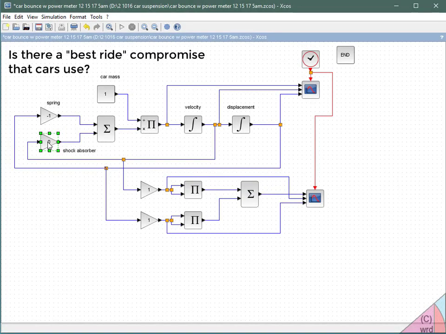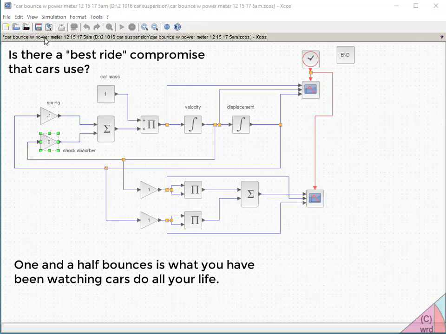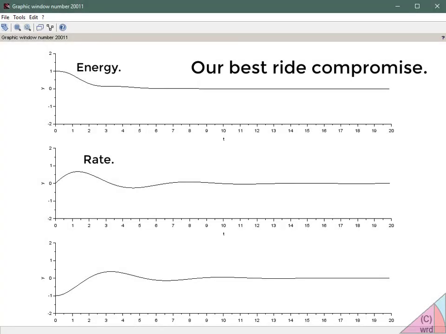Is there a best ride compromise? Yes. It is generally 1.5 bounces after a change of load. We have a value for this model that will give us 1.5 bounces. Let's put it in. If you didn't know it, you could find it by trial and error. Here we are. Here is the 1.5 bounce energy loss curve. This 1.5 bounce response is usually called critical damping.